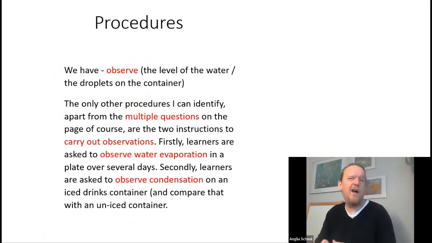The procedures are quite minimal on the pages. We've got making observations, looking at the level of water and how that changes over time and temperature, and droplets on a container, again with change in temperature. There are some multiple choice questions on the pages. And during the observation, the learners are asked to carry out an observation of water evaporation, an observation of condensation.